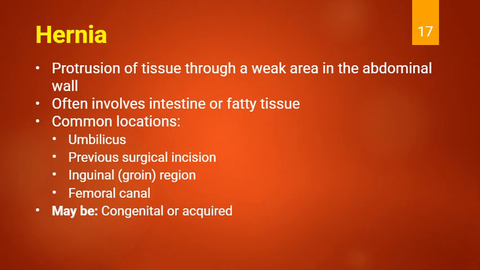A hernia occurs when an internal structure, most commonly part of the intestine or fatty tissue, pushes through a weak area in the muscle or connective tissue wall that normally contains it. This weakness allows tissue to bulge outward, forming a visible or palpable swelling. Hernias most commonly occur in areas where the abdominal wall is naturally thinner or has been weakened over time. Common locations include the umbilicus, previous surgical incision sites, the inguinal region in the groin, and the femoral canal. Hernias may be congenital, meaning they are present at birth due to incomplete closure of abdominal structures, or acquired, meaning they develop later in life as a result of muscle weakness or increased abdominal pressure.